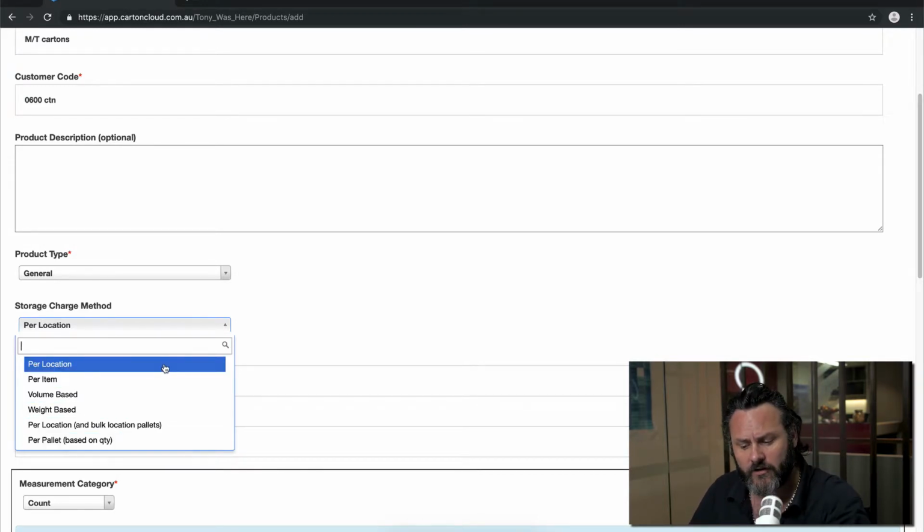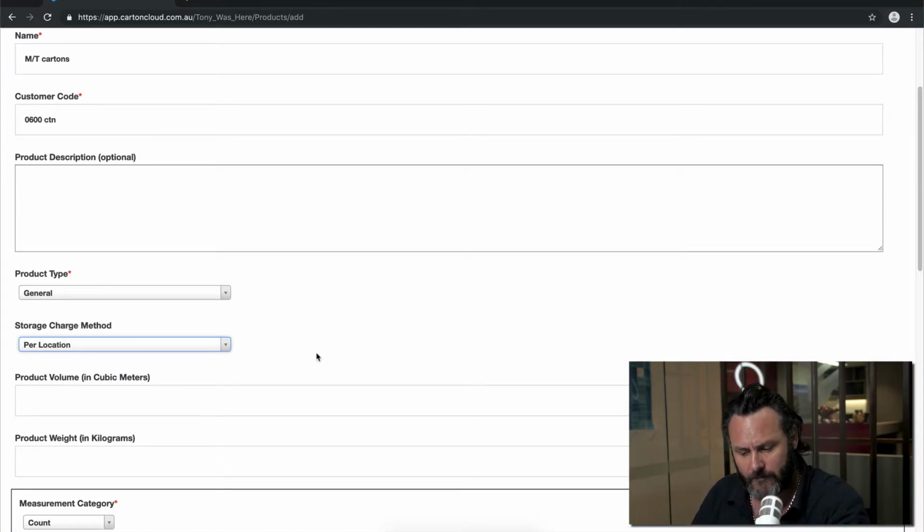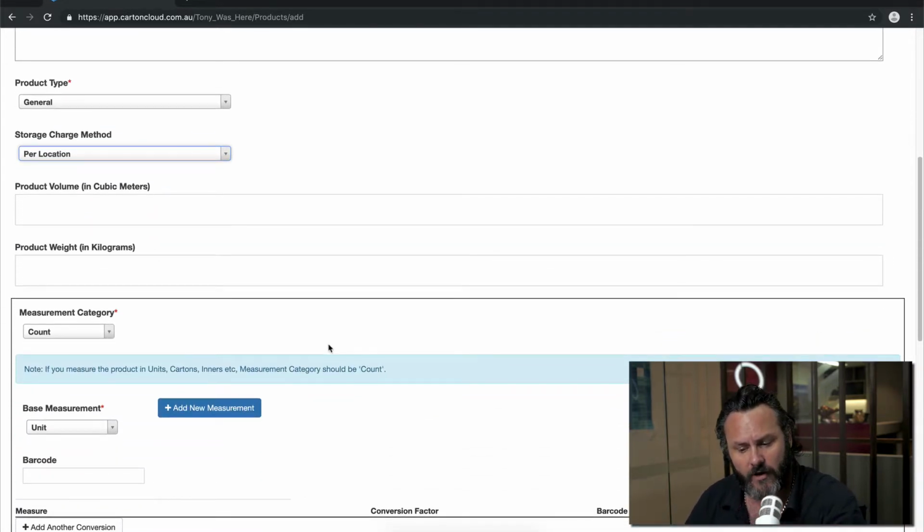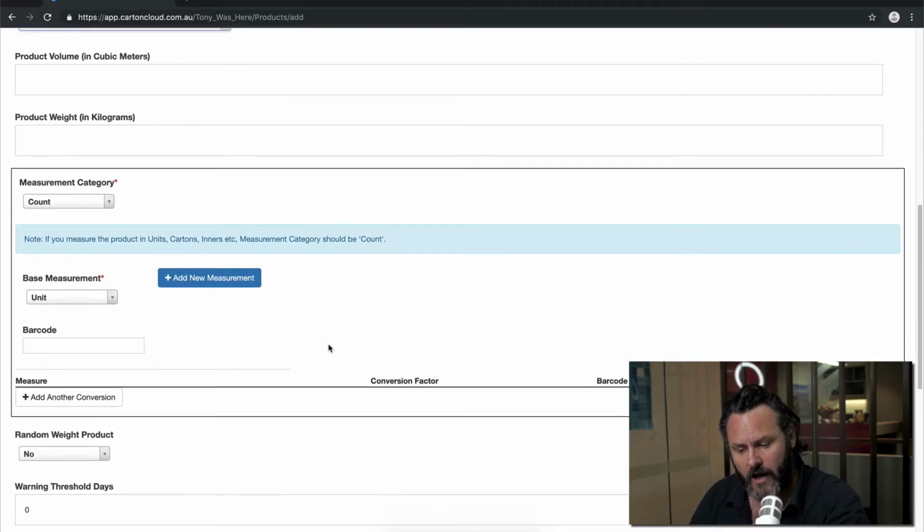So with this product, I'm going to have it in as per location. Now I don't need to worry about the product volume or the weight in kilograms. Now I could put that in if I wanted to. If the fact was that it was 25 kilo bags, I could put that in, and I could put in the volume.